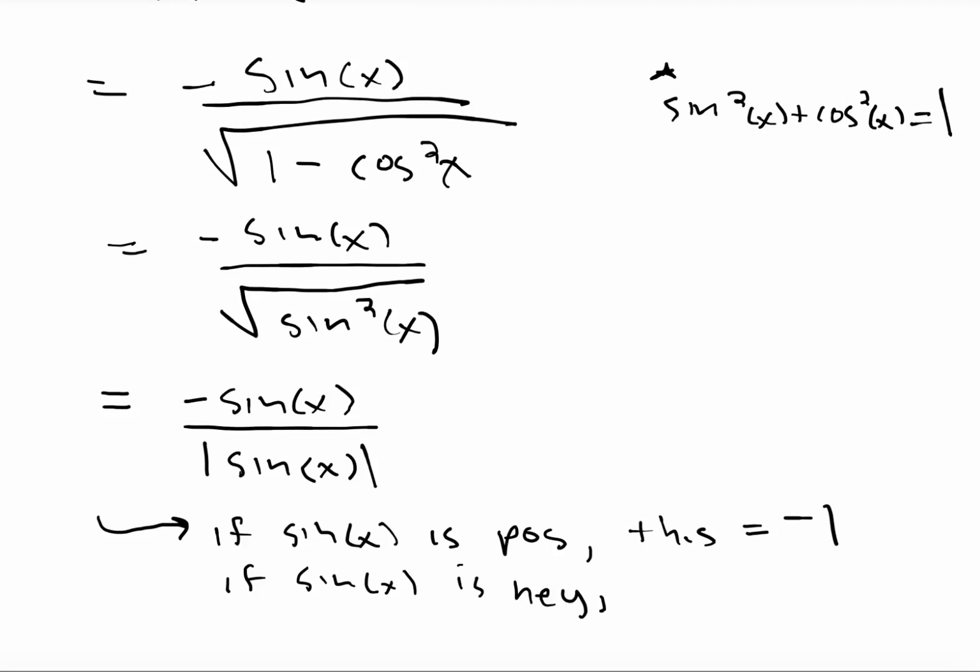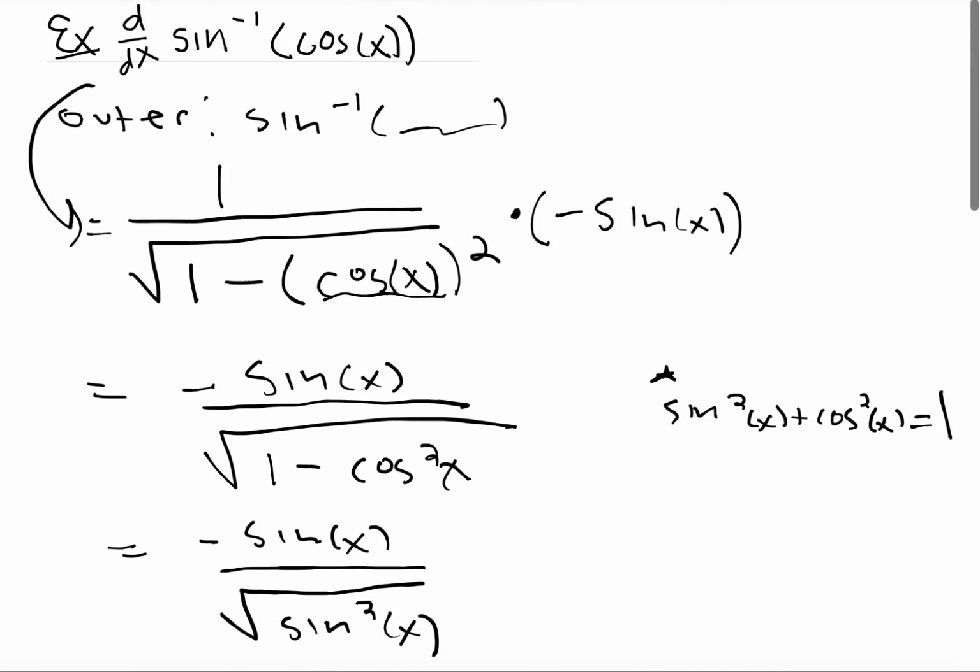If that thing started out as negative, my negatives cancel each other out. So this is going to come out to +1. And this is kind of a weird derivative, but I actually have the picture of this original function, sine inverse of cosine of x, down here.